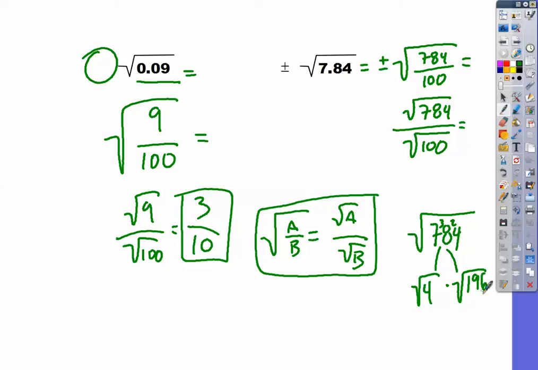Well, what is the square root of 4? The square root of 4 is 2. What is the square root of 196? Well, that's 14. What is 2 times 14? It's 28.